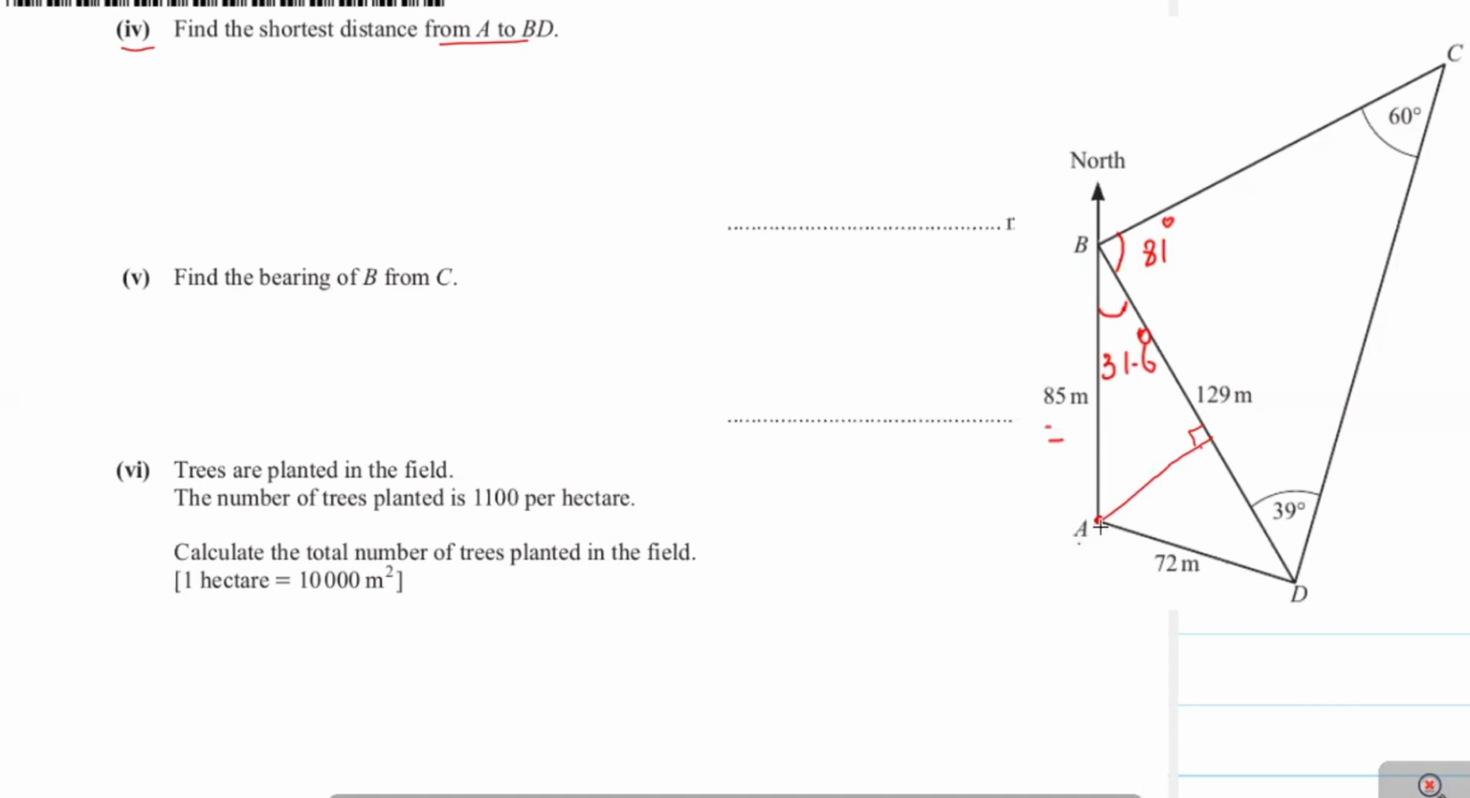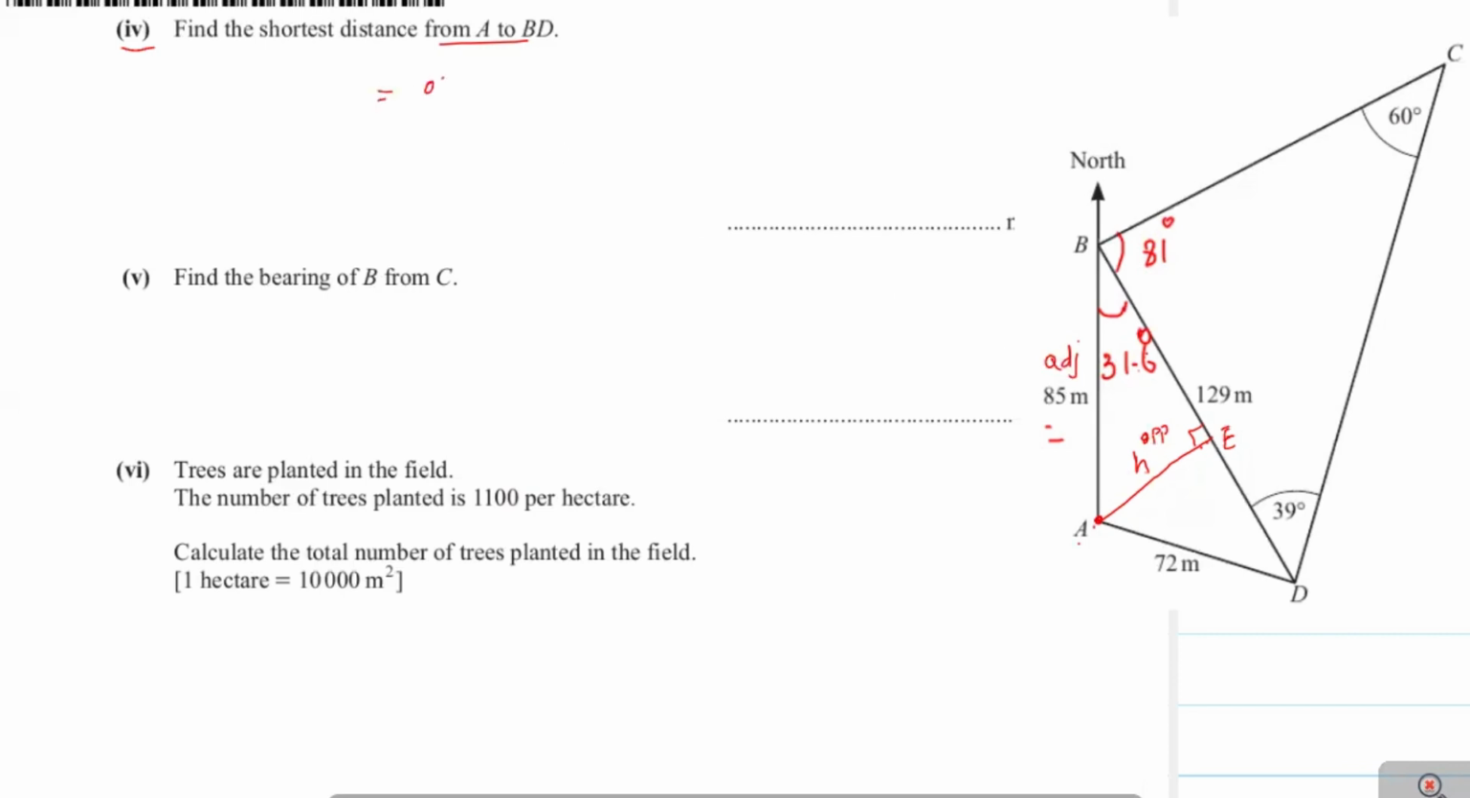We suppose that this perpendicular intersects BD at point E. We have to calculate this length AE, and this AE is the shortest distance. We name it H. This is a right-angle triangle, therefore we use the trigonometric ratio. This angle is 31.6 degrees, and the 85 is the adjacent side of this angle and H is the opposite side, and we take the ratio opposite over adjacent.